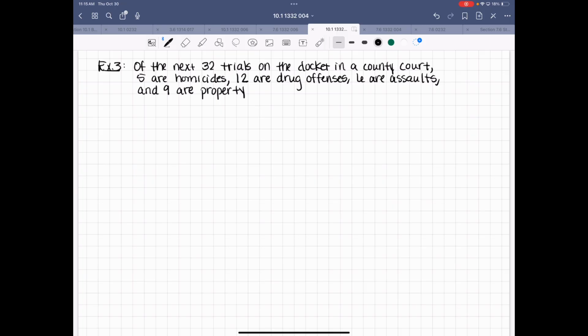6 are assaults. 9 are property crimes. What's the probability that a juror gets assigned to a case that isn't a drug case?